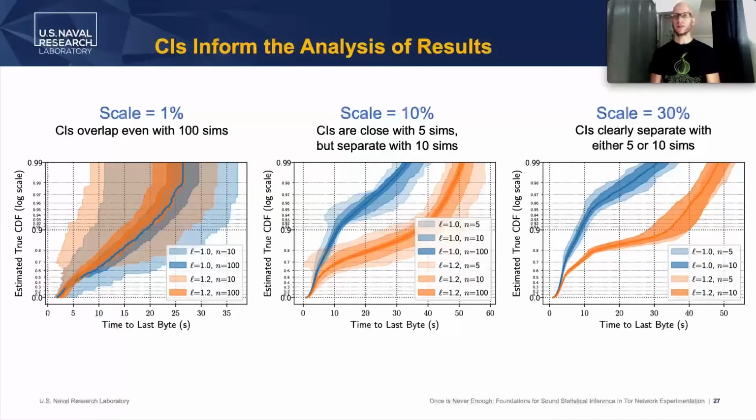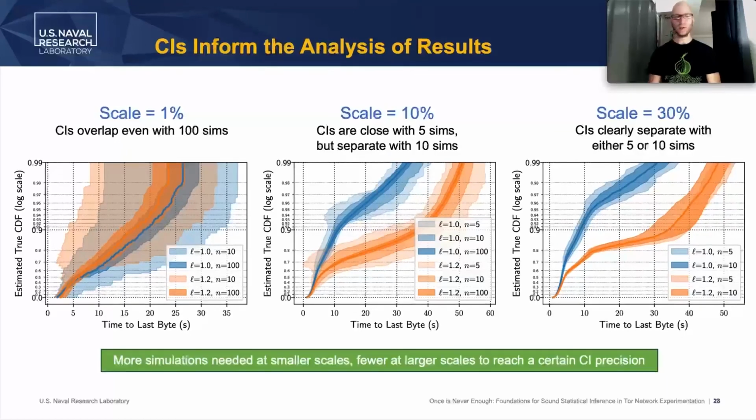And then at a scale of 30%, we see, again, the confidence intervals are clearly separate when running either 5 or 10 simulations. So the overall general conclusion here is that more simulations are needed at smaller scales to get a specific CI precision, and fewer simulations are required at larger scales to reach the same CI precision. So the methods that we propose in our paper help us to conduct this type of analysis and help guide researchers in better understanding the results and whether they've run enough simulations or need to continue running more simulations to get a more precise result.